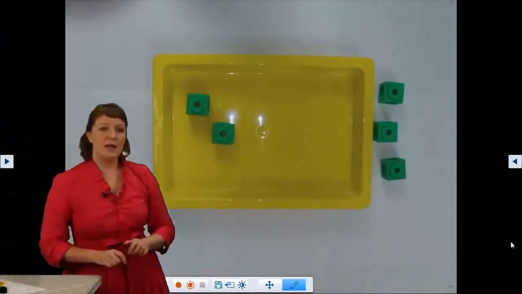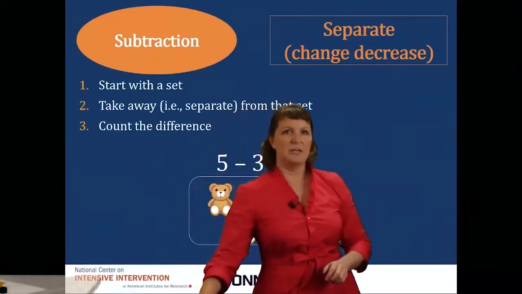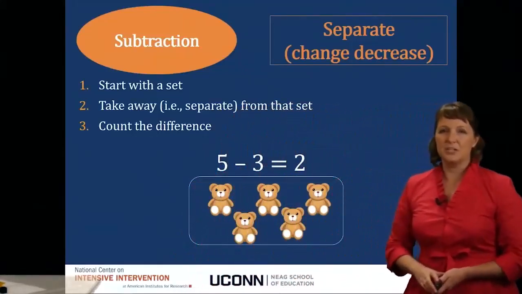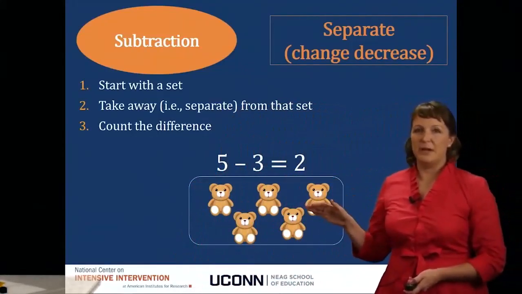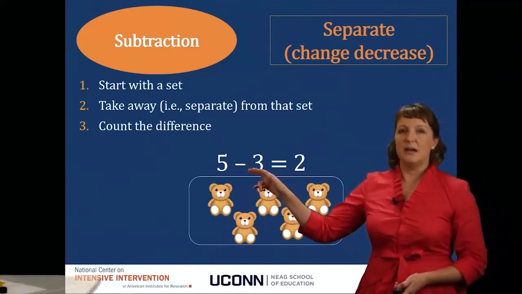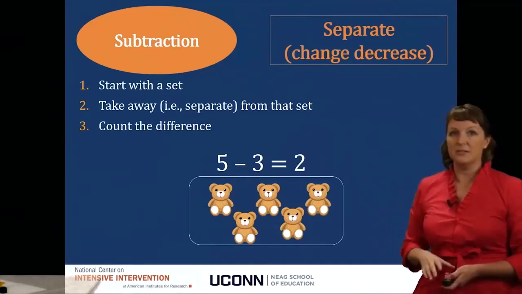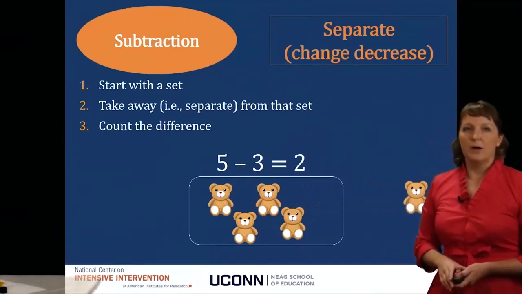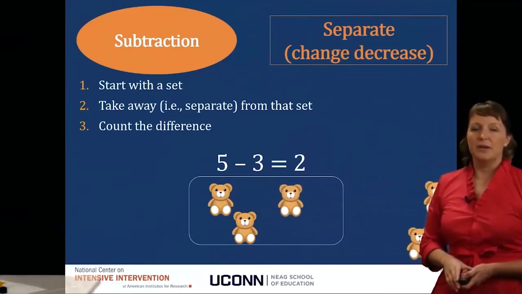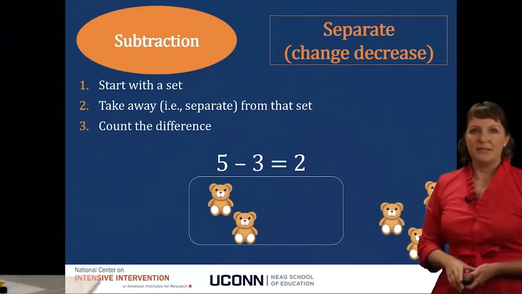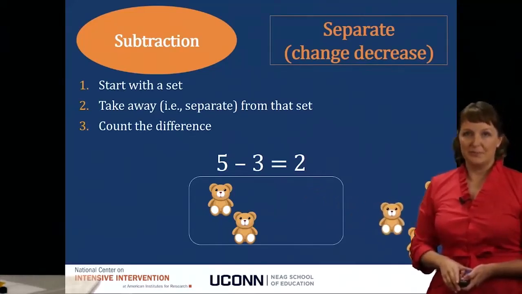Now if I was doing that with these bears over here, this would be our representational model. I have my 5 bears, and the minus sign here, I'm going to signal that to separate or take away from the bears. So I'm going to separate 3 of those. 1, 2, 3. So 5 minus 3 equals 2.